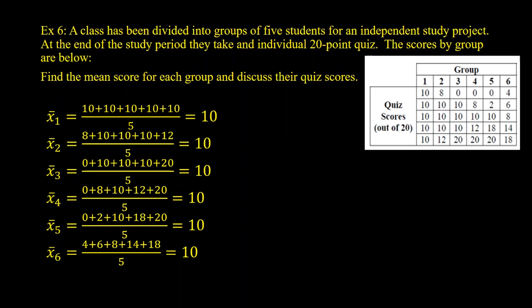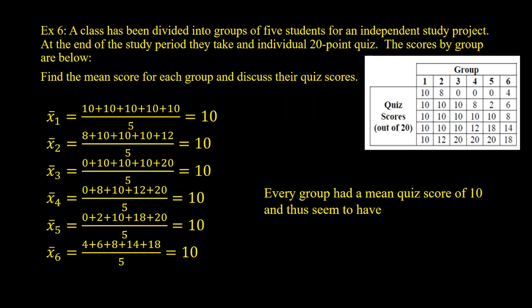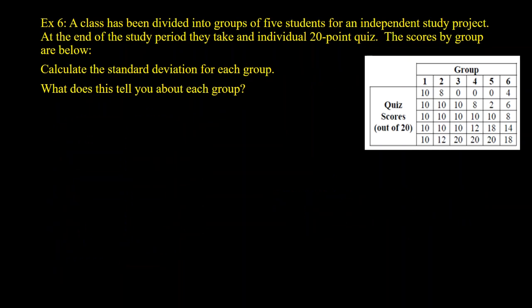So according to this, it looks like every group performed the same. Every group had a mean quiz score of 10, and thus seemed to have performed equally well on the test. Now there's all these spreads in scores based on the people in each group taking the test. So did they really perform equally well? Are we going to say that a group that everybody scored a 10 performed the same as like group 3 where somebody scored a 0 and somebody had a perfect score?